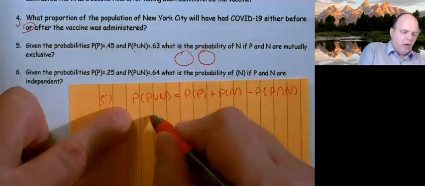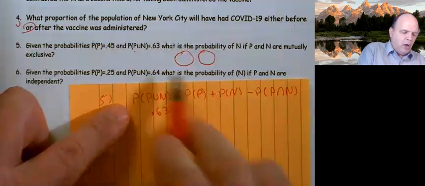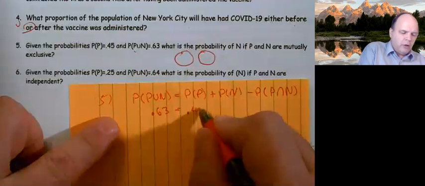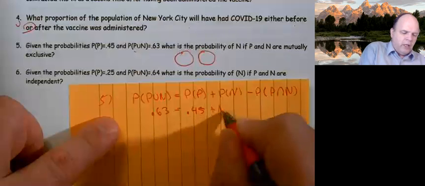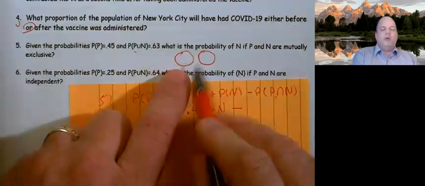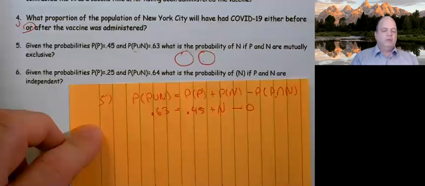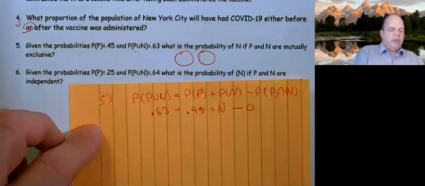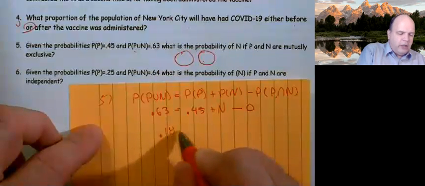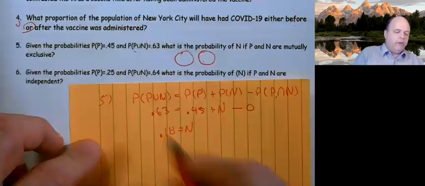All right, so what do I have? Let's fill in what we have. We know this is 0.63, and we know that the probability of P is 0.45. We don't know what N is, and we don't know what the intersection is, but wait, we do. It's mutually exclusive, so there's no intersection, so this is 0. In this case, I can just subtract, and I end up with 0.18 equals N. So the answer to number 5 is 0.18.